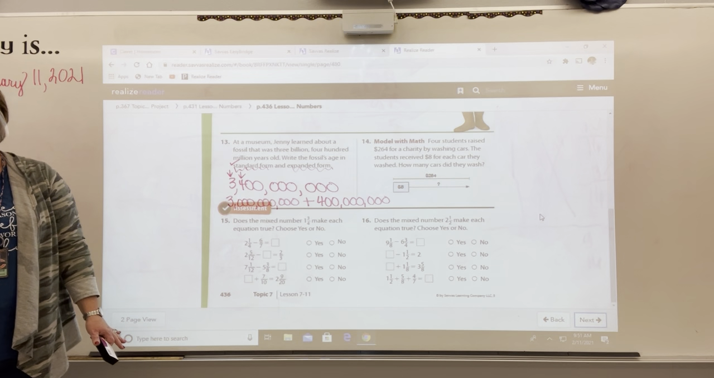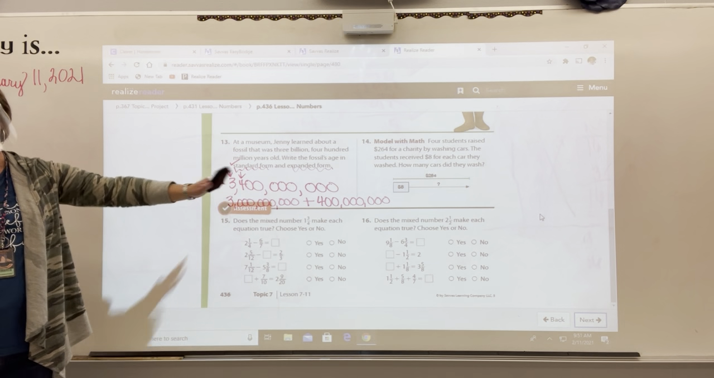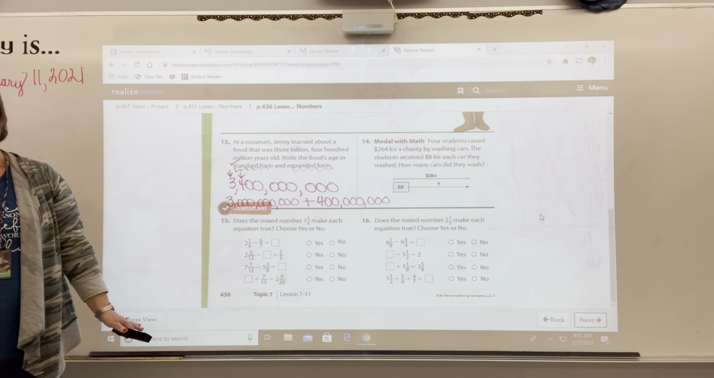You know, remember when we learned exponents? That would have been so much easier to be done in exponents. Then you wouldn't have to put so many zeros.